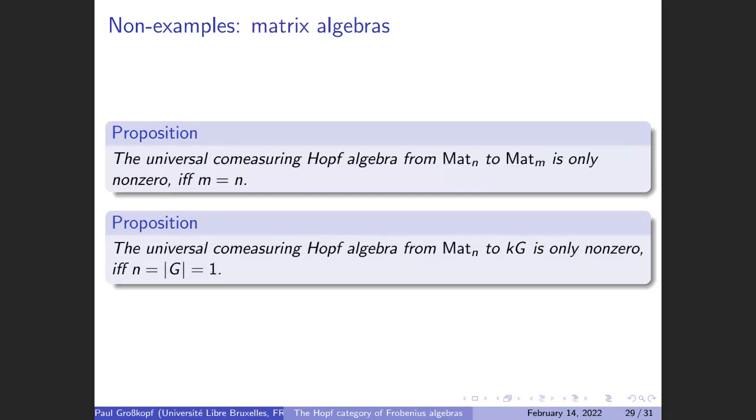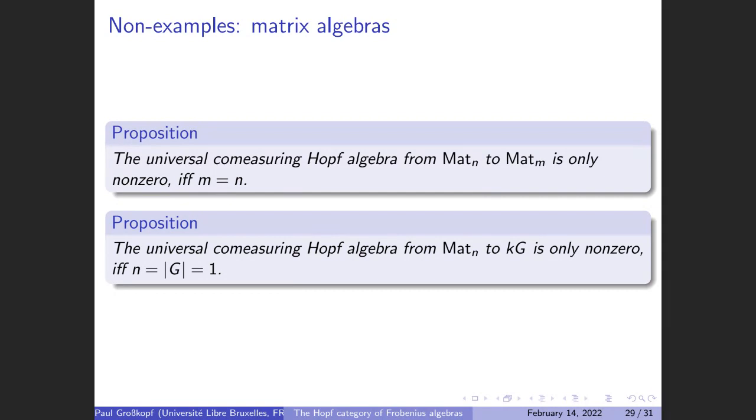A second wave of non-examples is matrix algebras. For matrix algebras, similar behavior holds: they for sure only have non-zero co-measurings between them if they are the same. And if I mix these two, looking at measurings from matrix algebras to group algebras, there are no interactions between them whatsoever, except the trivial case where the dimension and the group are 0, so we're just considering the trivial Frobenius algebra structure.